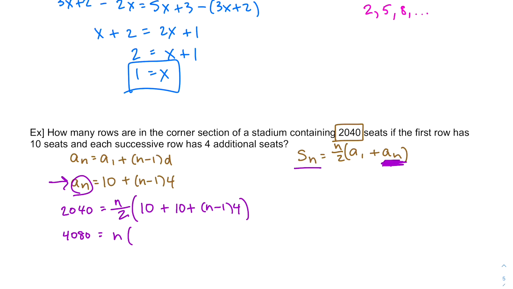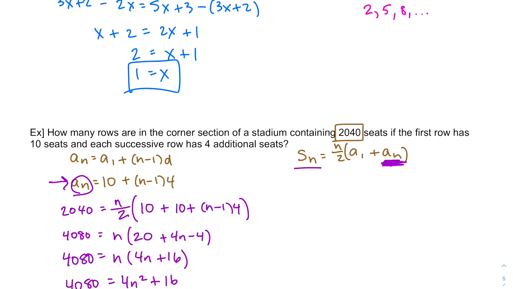And then let's go ahead and clean up the inside of the parentheses. I have some terms I can combine. I can distribute the 4. All right, keep going. So I have n times 4n plus 16. And then I can distribute the n. 4n squared plus 16n. Noticing that all these terms are divisible by 4, I'm going to divide both sides of the equation by 4 just to make the numbers smaller.